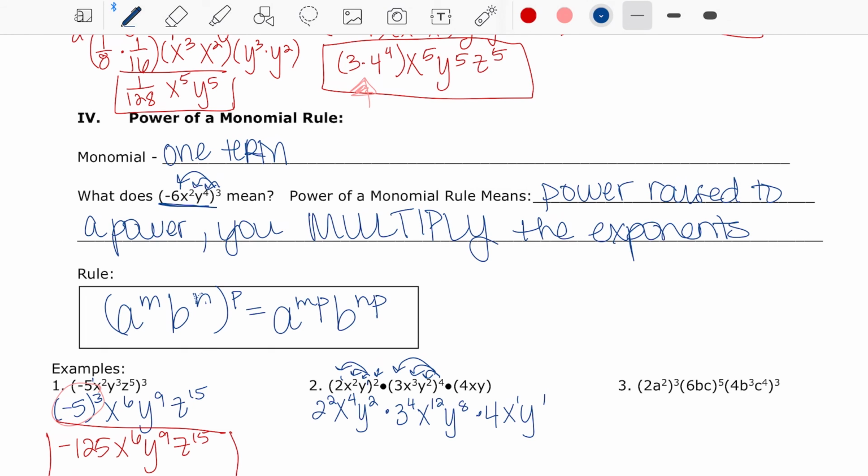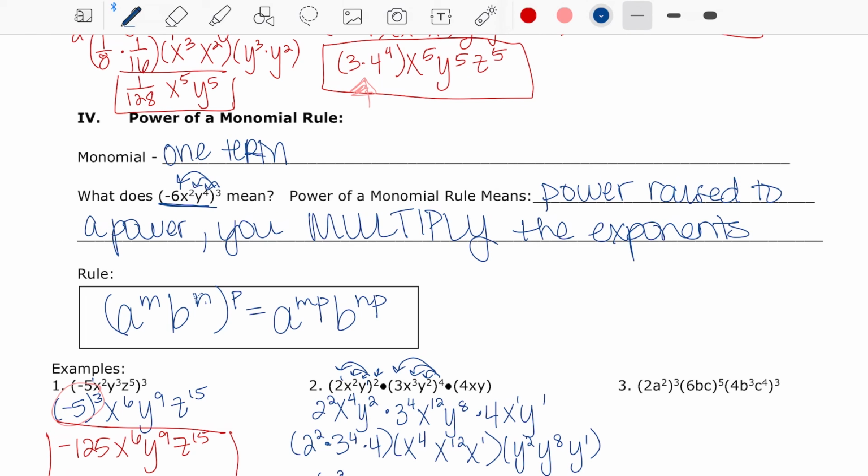So I'm going to regroup all my coefficients out front. So we get 2 squared times 3 to the 4th times 4. And then we'll group our like bases. So we have x to the 4th, x to the 12th, and then x to the 1st. Then we get y squared, y to the 8th, and y to the 1st. So I'm going to go ahead and leave those coefficients as is, just because I don't want to take the time to do that. But you guys with your calculators at school, please go ahead and find that.